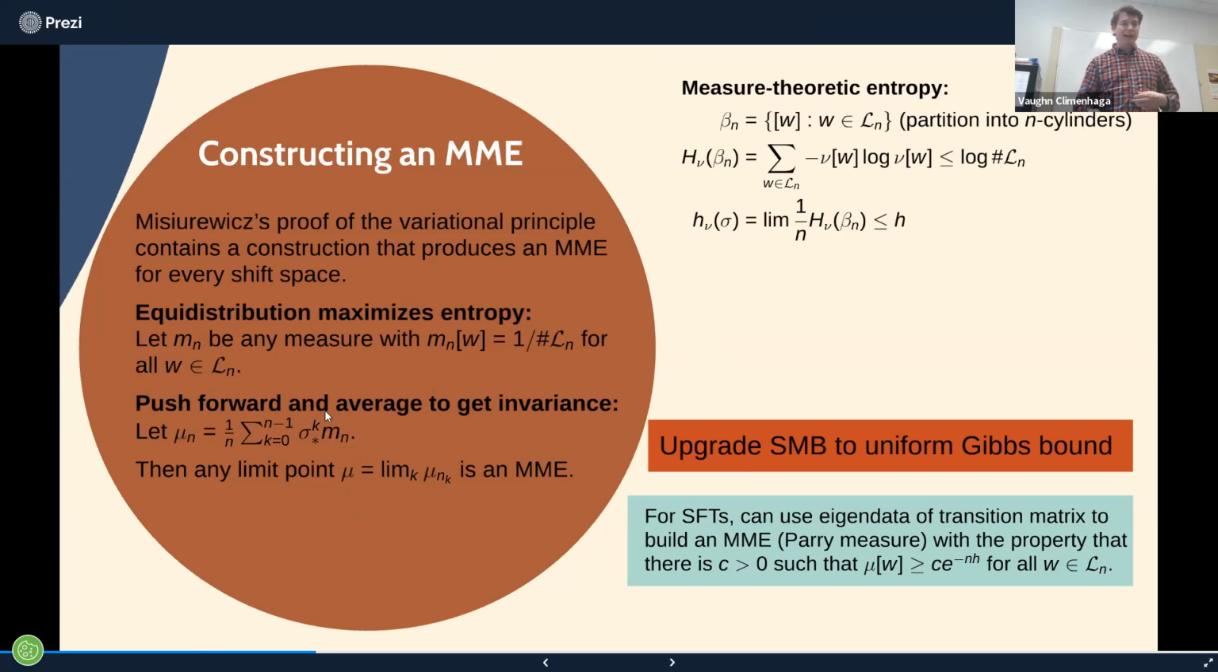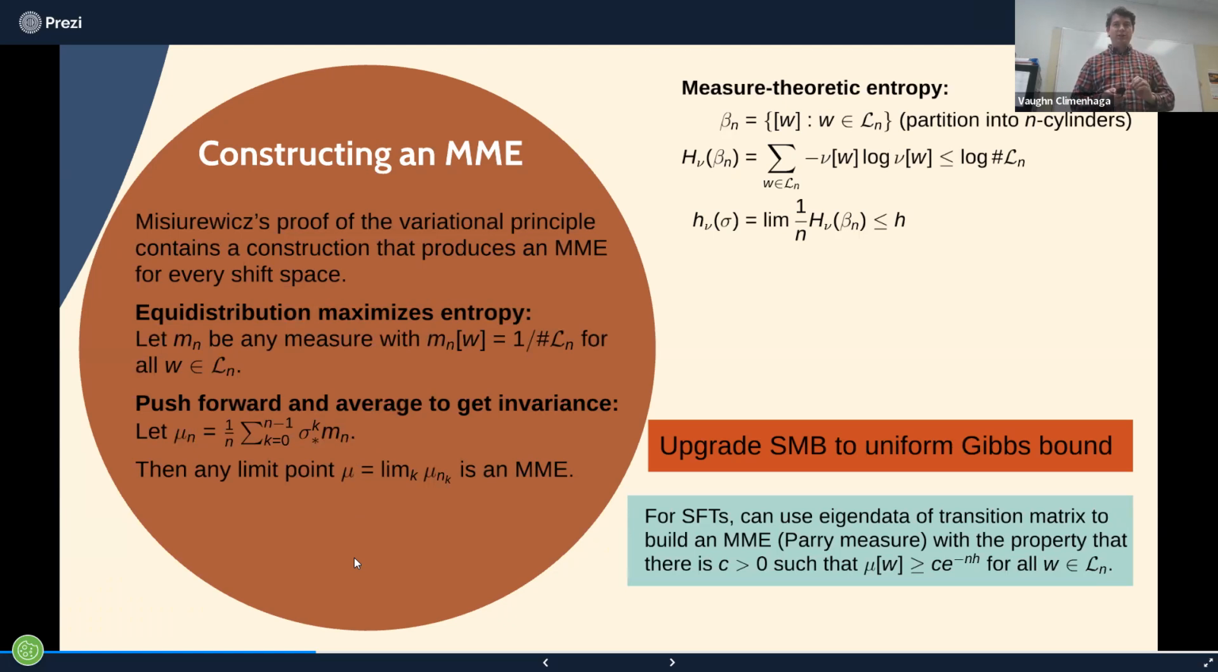And if you want to know how much weight these give to a word W, what that question really amounts to is asking, out of all of the words of length n, how many such words see the word W starting in position k? So it reduces to a counting question. And if you can get good estimates on that number, then you can get good estimates on mu of W. And that's the strategy for proving the lower Gibbs bound later. But don't worry about it too much for now. I'm just mentioning it because the construction is on the screen right now.